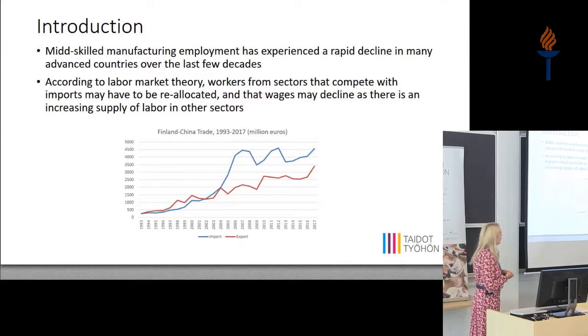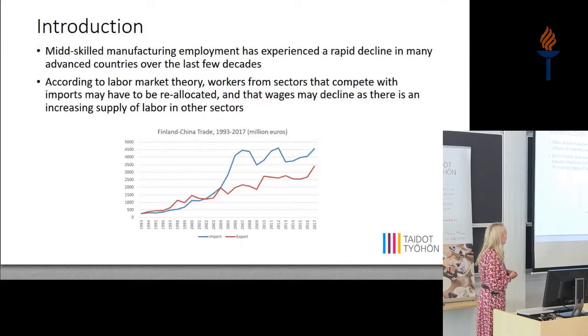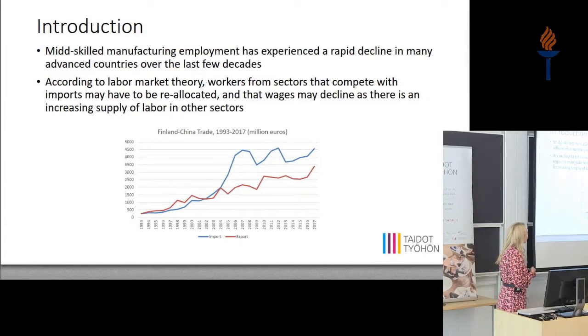And here is some graphic to show how Finland-China trade, export and import, has developed over time. So in 1993, it was like 250 million. And as you well know, China became a member of the World Trade Organization in 2001. And after that, imports from China increased substantially. And there's also been quite a smooth increase in exports from Finland to China.